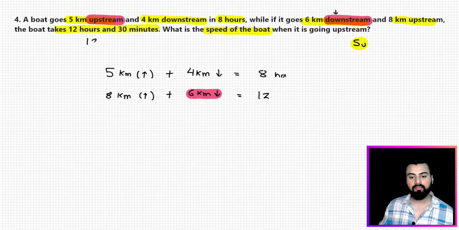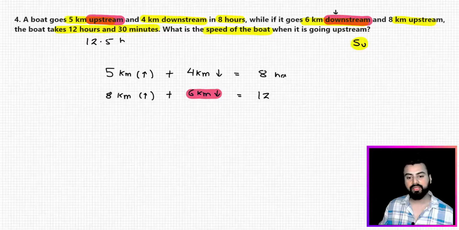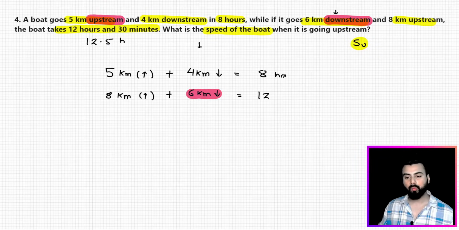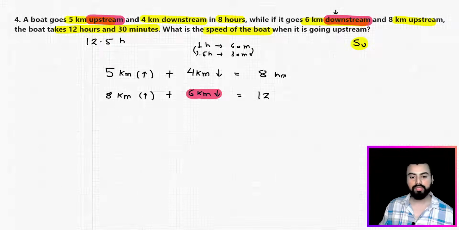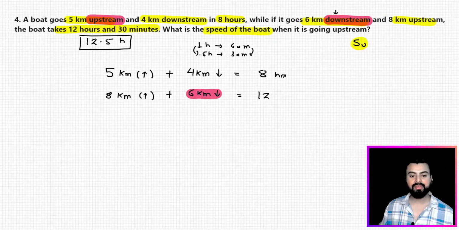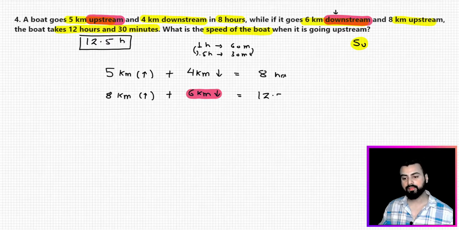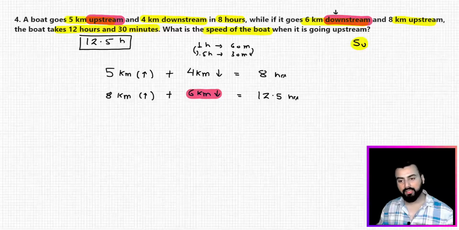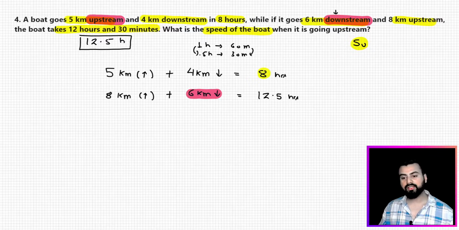Now can I write 12 hours and 30 minutes as 12.5 hours? Because in 1 hour there are 60 minutes. So can I represent 30 minutes as 0.5 hours? Because it is half. 30 minutes is half of 60. So half of 1 would be 0.5. So the same 12 hours and 30 minutes can be represented as 12.5 hours. So these are the two equations. Now some of you might be thinking, sir, if I look at the two equations and see the value which is written on the right hand side, these are time values.